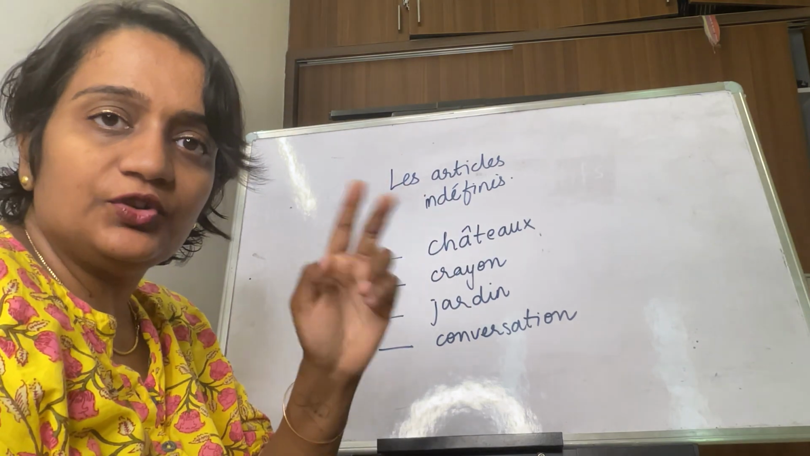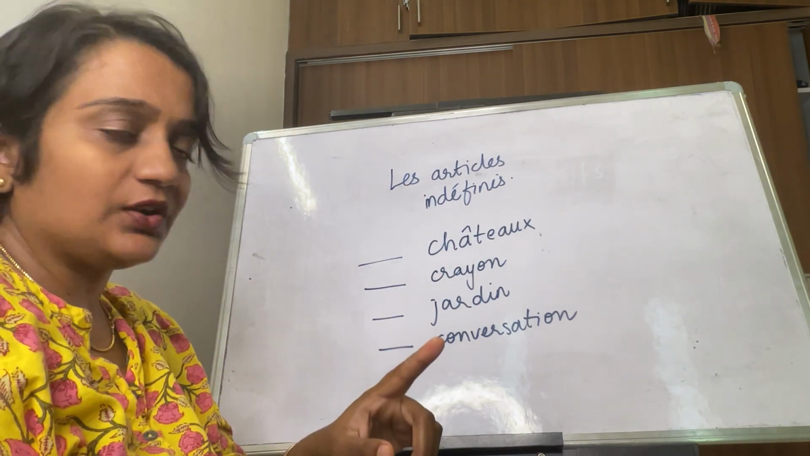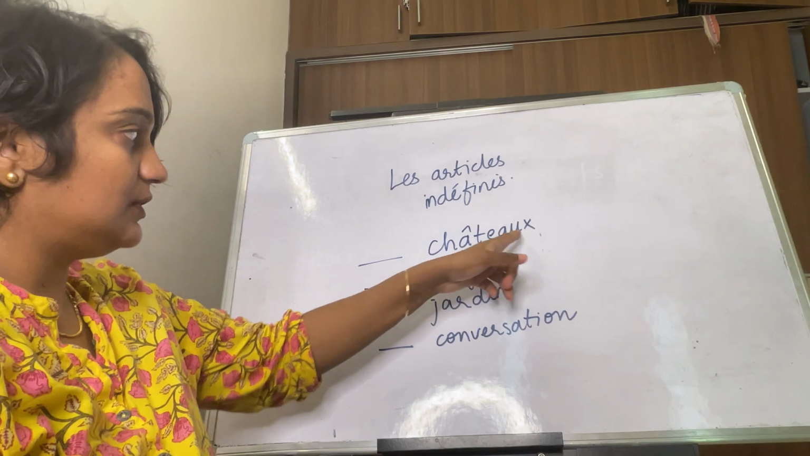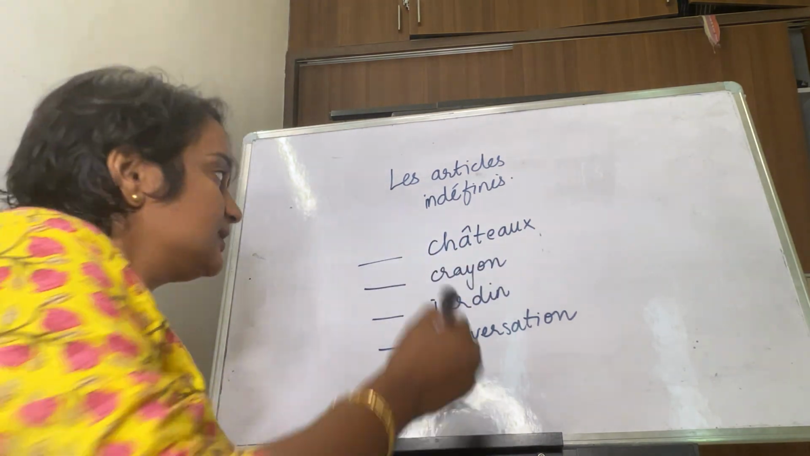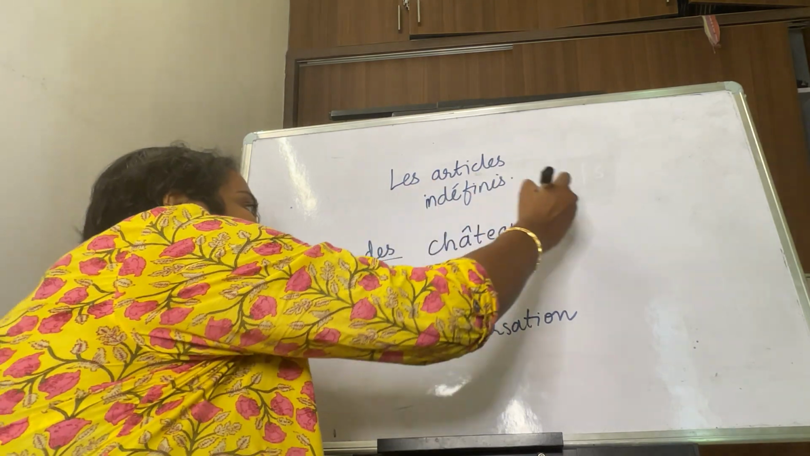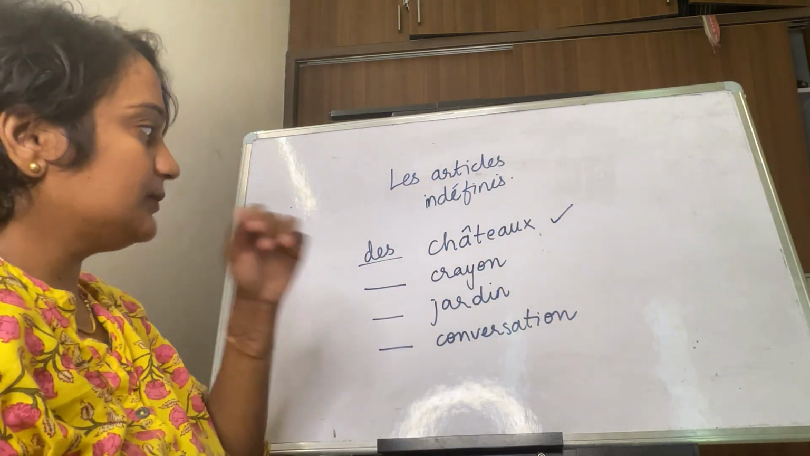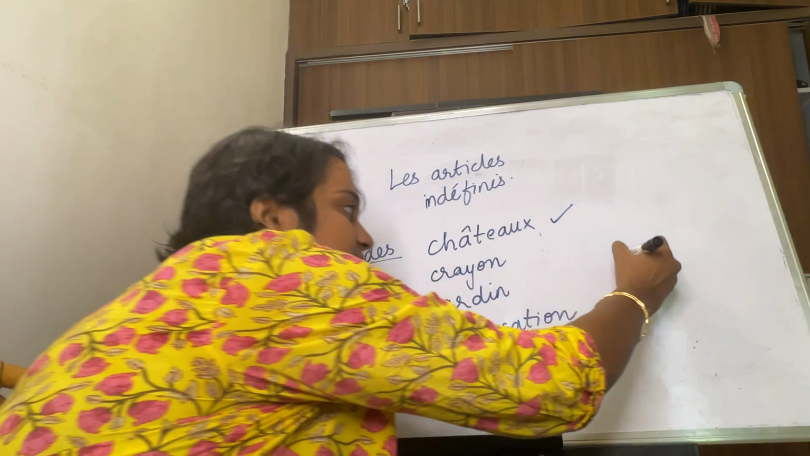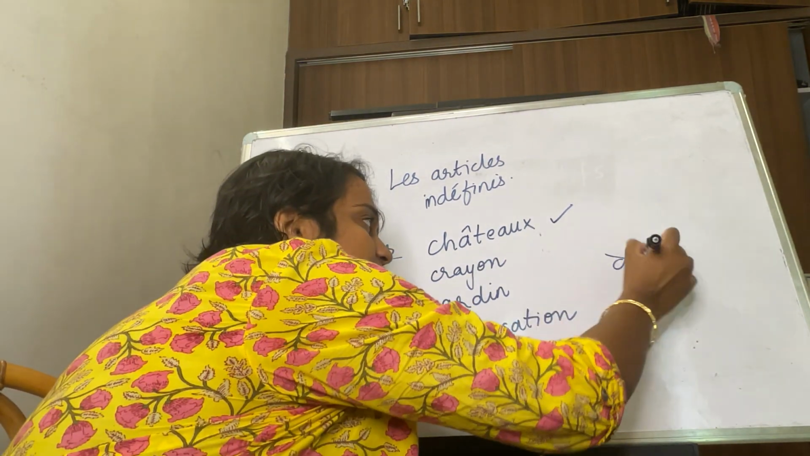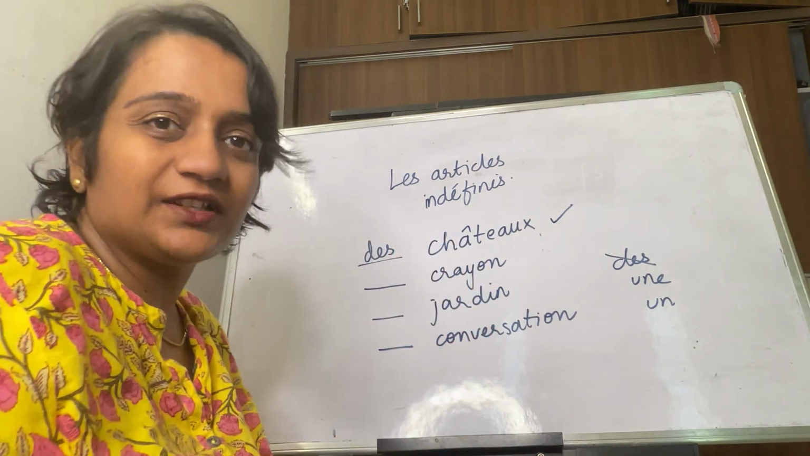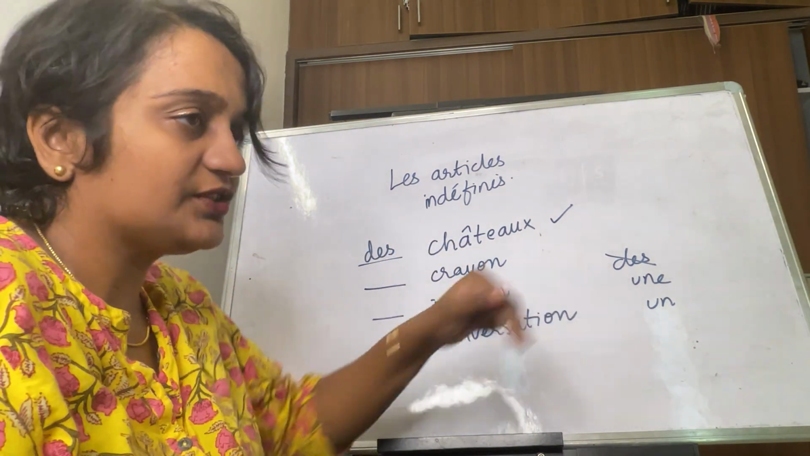Now let's remember your three options. You have only des, une, un. Des ends with S or X. So start with the first one. Chateau. Does it end with S or X? Yes. So I put my des and I'm done. Okay. Second one. Crayon. Okay. I have three options. Des, une, un. So does it end with S or X? No. There's no starting with a vowel in this case, right? So you go straight to the gender chart.